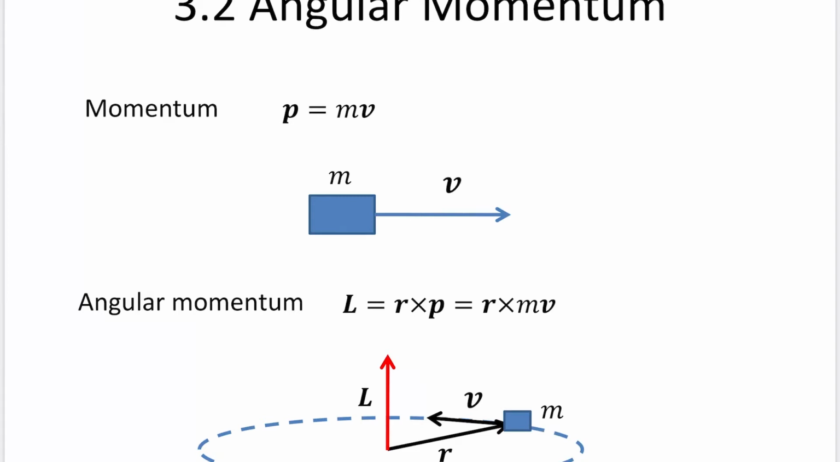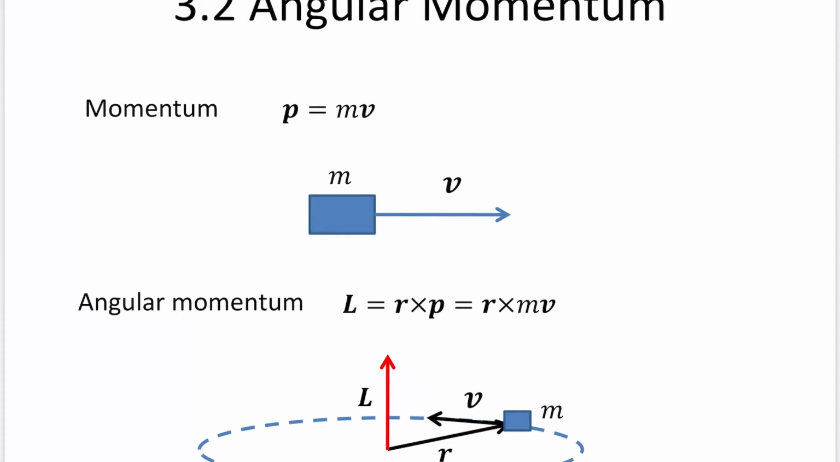In this session, I'd like to introduce an important quantity in physics, angular momentum. When we consider one-dimensional motion, we could consider the momentum, p equals mv. Momentum is a vector quantity because the velocity is a vector quantity.